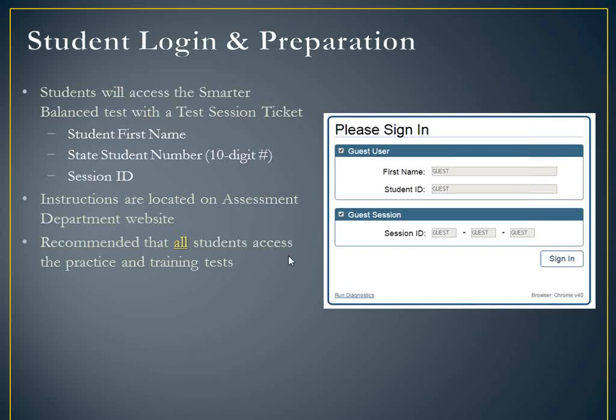When students are accessing the Smarter Balanced test, they need to access it with a test session ticket. As you can see on the right-hand side of the screen, they will enter their first name, their state student number, and then they will have a generated session ID. We do have instructions to generate test session tickets, and we are working on getting the instructions to create a session ID. We're hoping to have that by the end of this week, which will be tomorrow, so that you can access that information, and it will be located on our assessment department website.